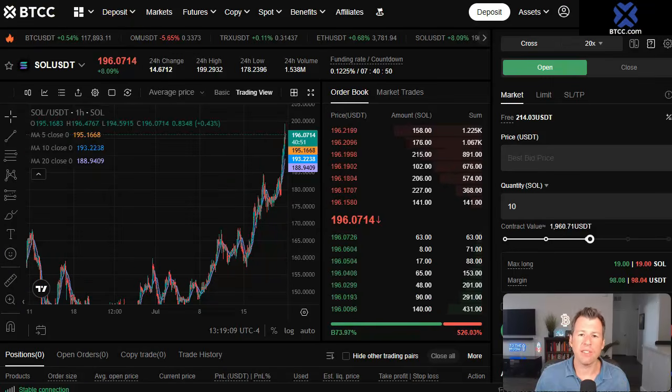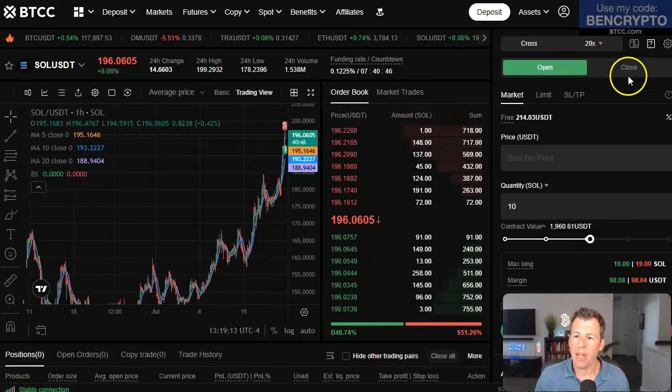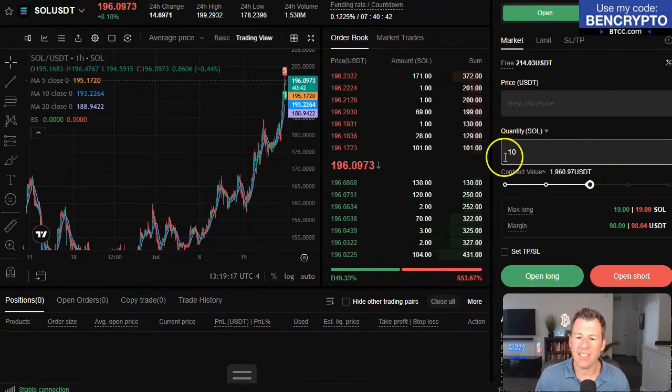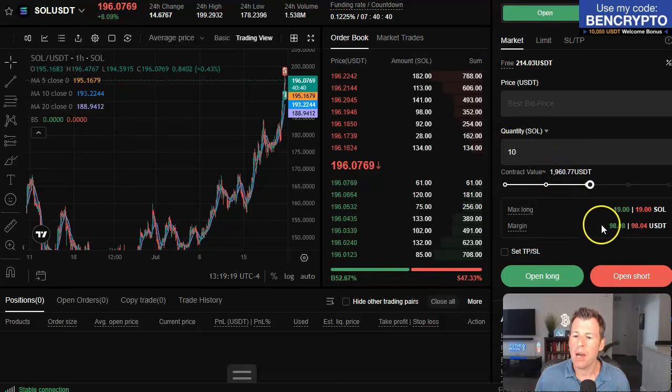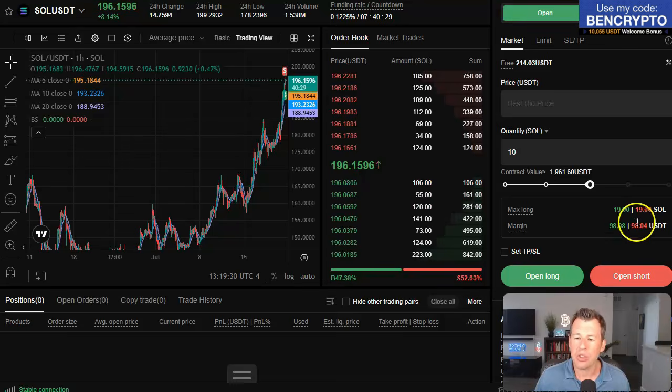So now let's look at a Solana long. So I am betting that the price of Solana is going to go up. And I'm going to do 20x leverage here for simple purposes and a contract value of 10 Sol. So what this means is margin $98. So I need to put $98 up right now. That's the amount that I can lose. So if Sol goes down instead of up and it reaches a certain point, a liquidation point, I lose $98.